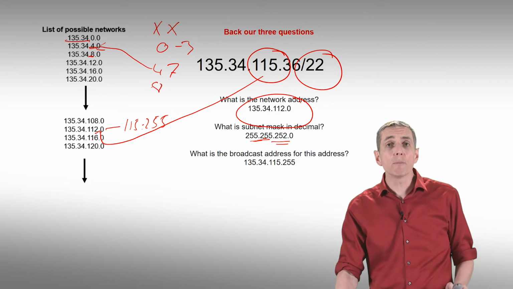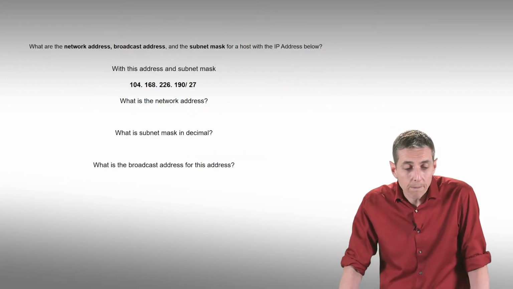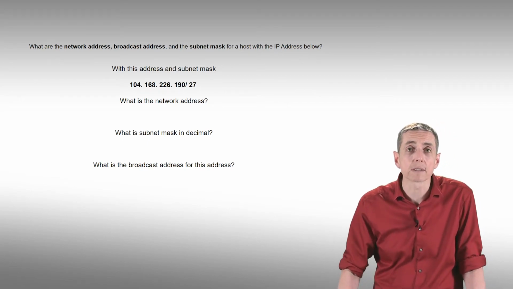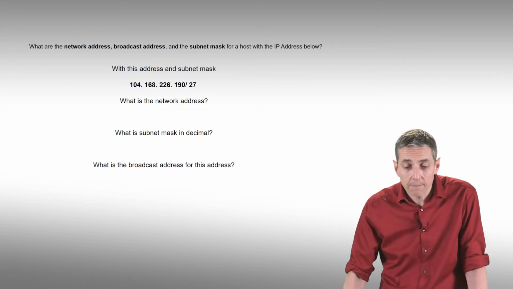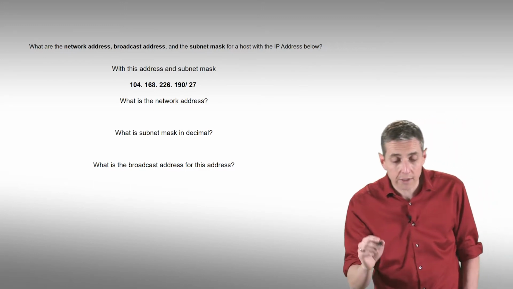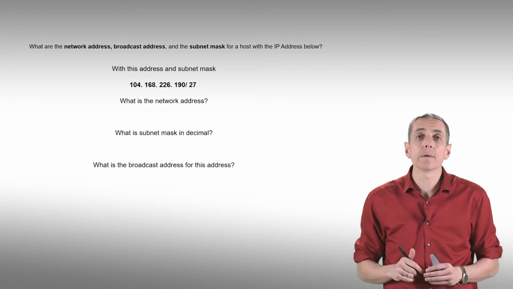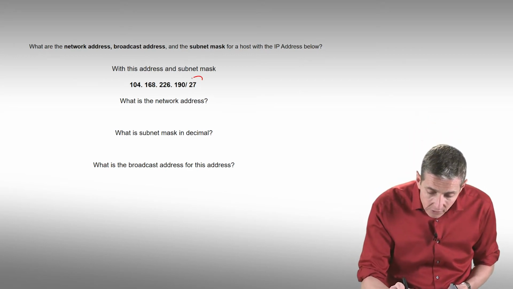Okay, so let's jump ahead to the next question. Similar type of question over here. We're asked, what's the network address, broadcast address, and subnet mask? Same principle. It's a /27. Okay? So forget the fact that it's a 104. Doesn't matter, that's a class A. We're not dealing with that now. We're just now going to say it's a /27.